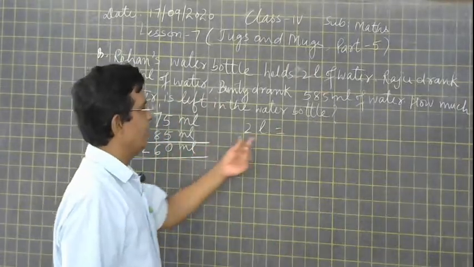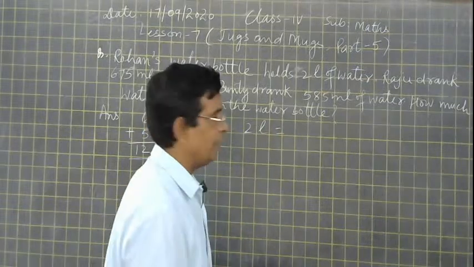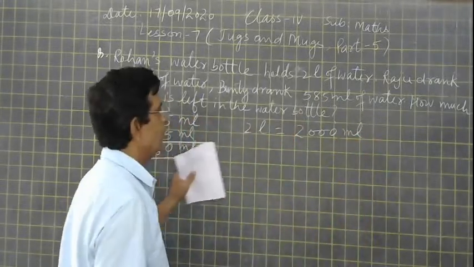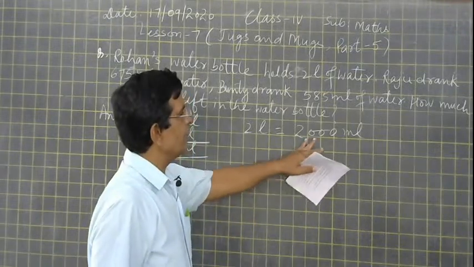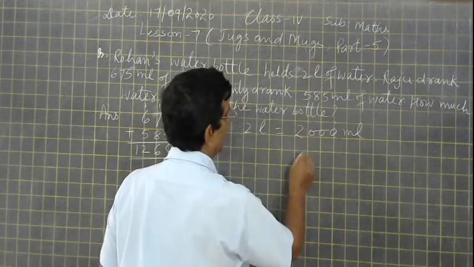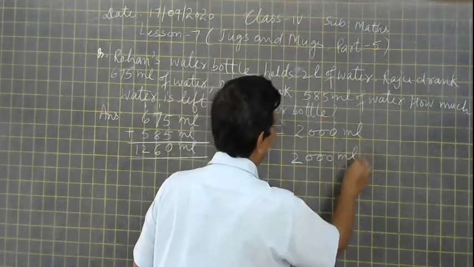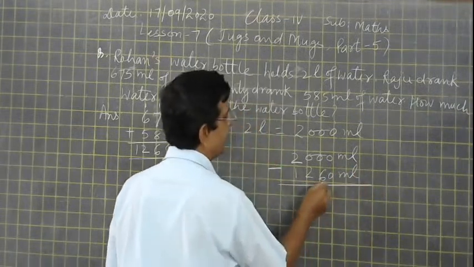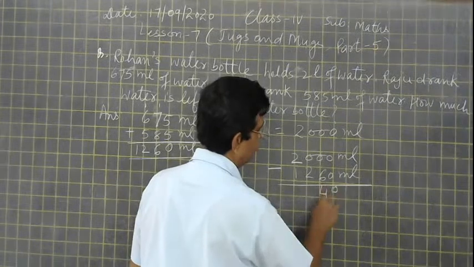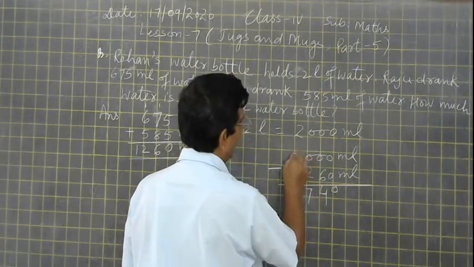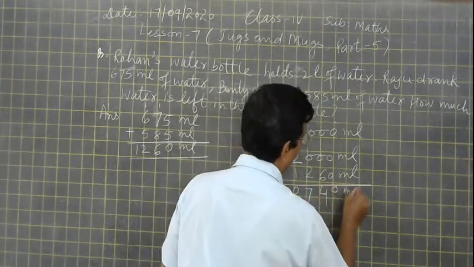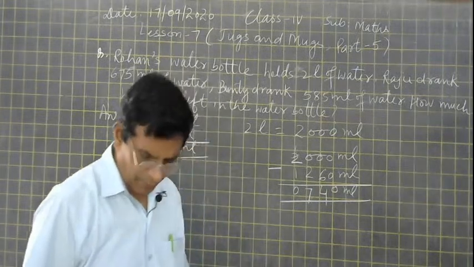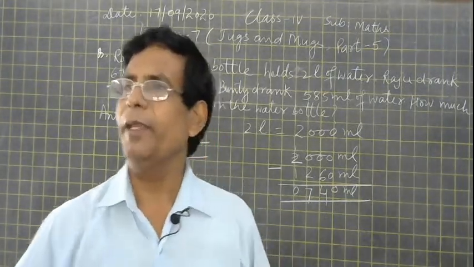Here it is milliliter, and here it is liter, so we can change into milliliter. This 2 liter will be changed into 2000 milliliter. Now, we have to subtract how much water is left. Left means we have to subtract from the whole total water, that is 2000 milliliter minus 1260 milliliter. Now, subtract: 10 minus 6 is 4, 9 minus 2 is 7, and 1 minus 1 is 0. So, that is 740 milliliter. It means 740 milliliter of water is left in Rohan's bottle.